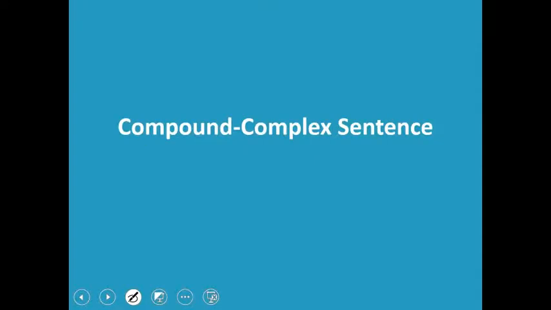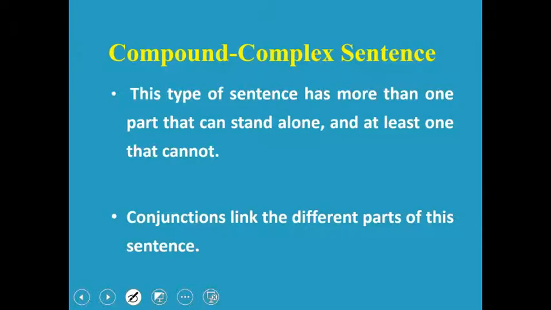Now we're going to see the last type. We got the compound-complex sentence. This is a type of sentence that has more than one part that can stand alone and at least one that cannot.